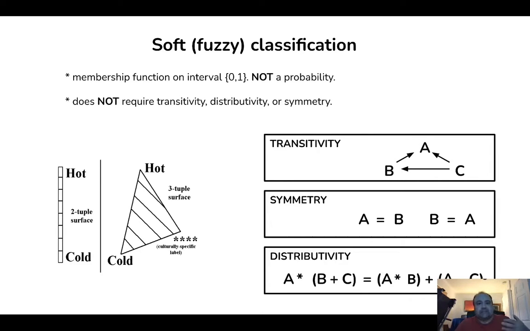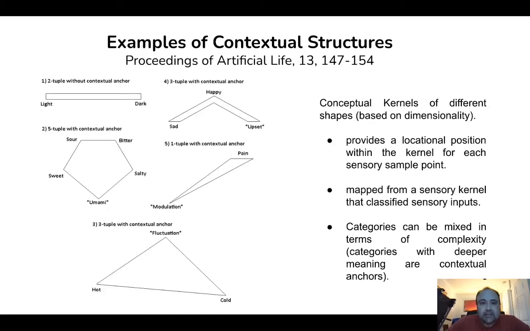We also base this on soft or fuzzy classification. So it's important to remember that this isn't like probability. This is much different. There's a membership function on the interval of 0 to 1, so something can be a certain degree of hot, a certain degree of cold, and it's not a probability, so it doesn't require transitivity, distributivity, or symmetry. And so you can see the rules here. Basically, it doesn't follow the typical sort of set theory that we're used to, although you can have overlap and you can have union and things like that in the actual categories within these.